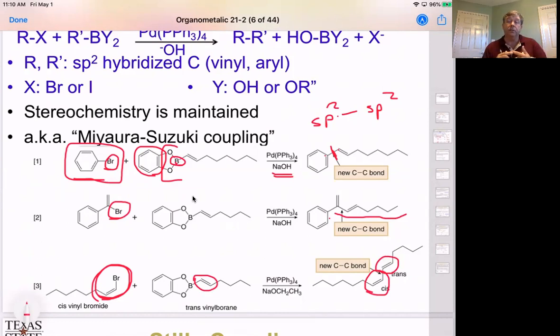So we have direct insertion between the sp2 hybridized carbon and the halide. Therefore, there is no transfer, and there's no racemization of stereochemistry.